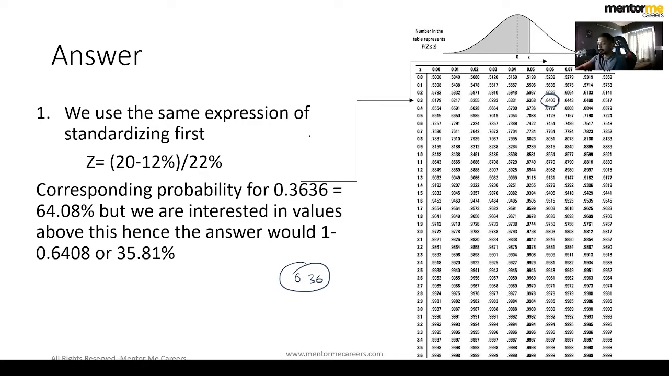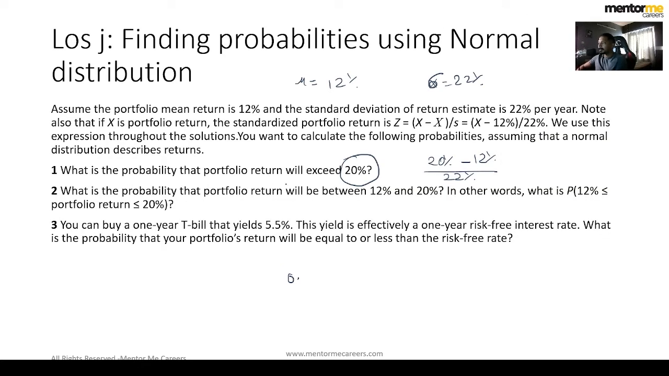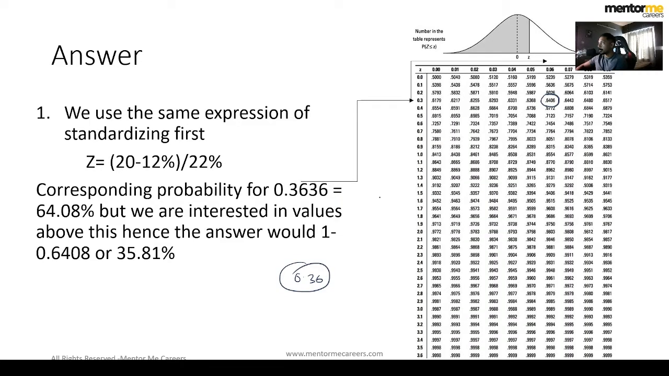Now look at the question first. What is the probability the return will exceed 20%? This is below 0.36, so what is the possibility that this will be higher than this? If this is 64.04%, then this is nothing but 1 minus 64.04%, or this answer. So that's how you use the standard normal distribution. It's very simple. If you get used to it, it's very easy.